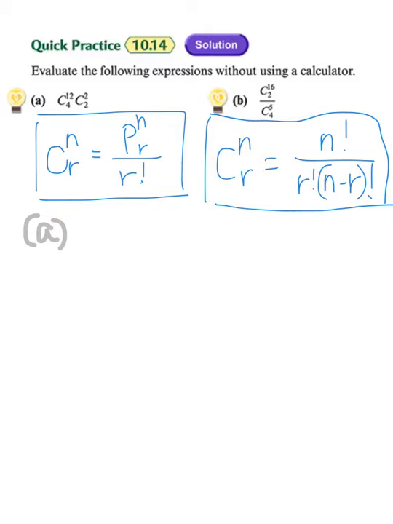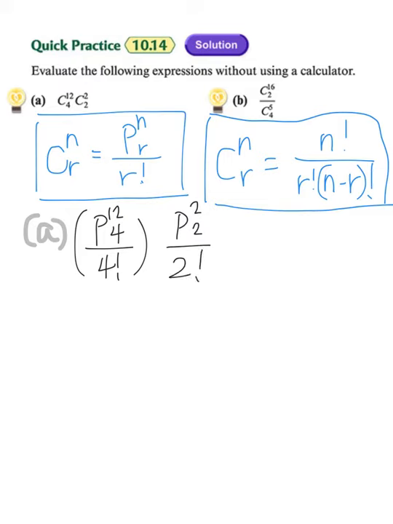So 12C4 is equal to 12P4 over 4 factorial. 2C2 is equal to 2P2 over 2 factorial.